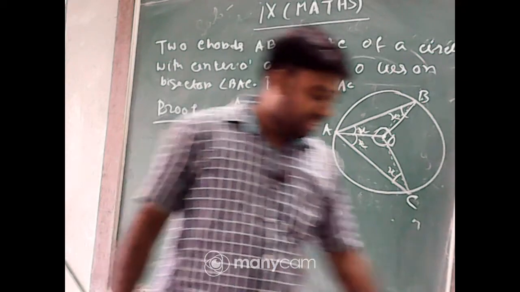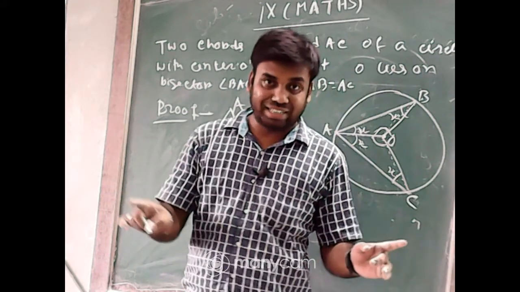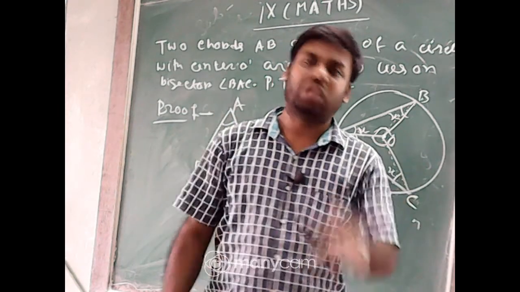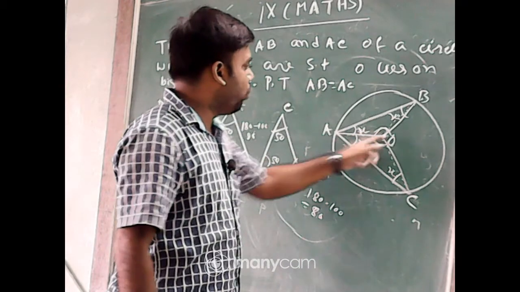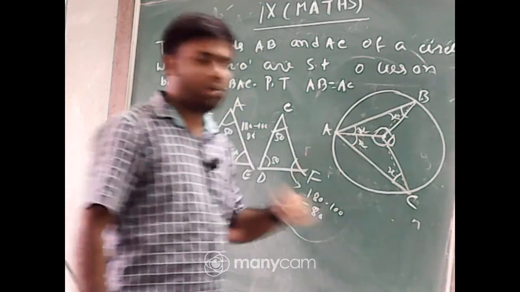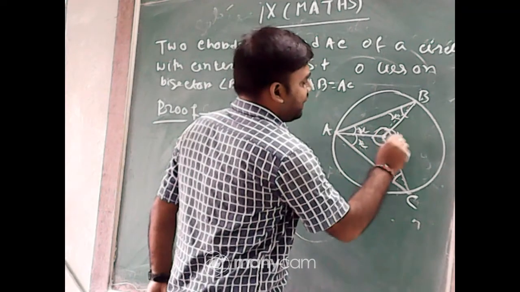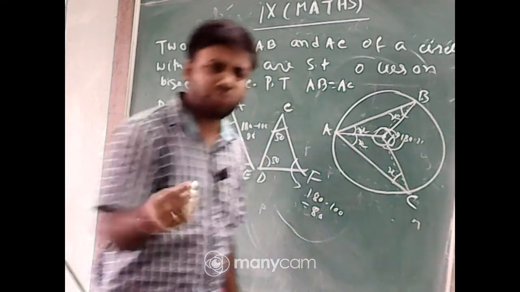So it means if two triangles have two equal angles, third angle must be equal. Using that logic, you can say this angle AOB and AOC are equal. In other way, Rajanna's logic, that is 180 minus 2x, and it is also 180 minus 2x. That's why they are equal.